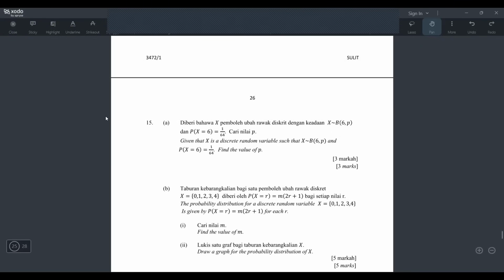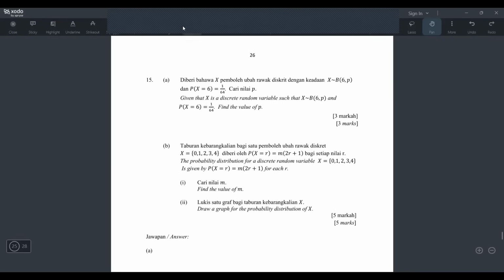Okay, finally we are at the last question, number 15. Okay, let's finish it. Given that X is a discrete random variable where X follows B(6, p). Okay, you need to understand, if they give you X follows B, the number in front here would be the n, this would be p.